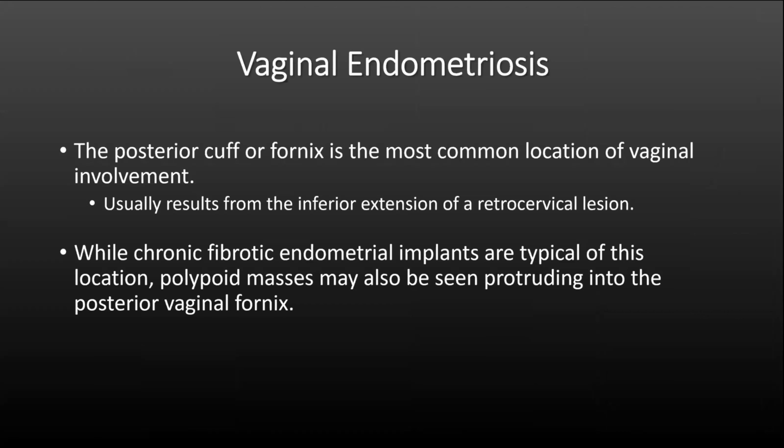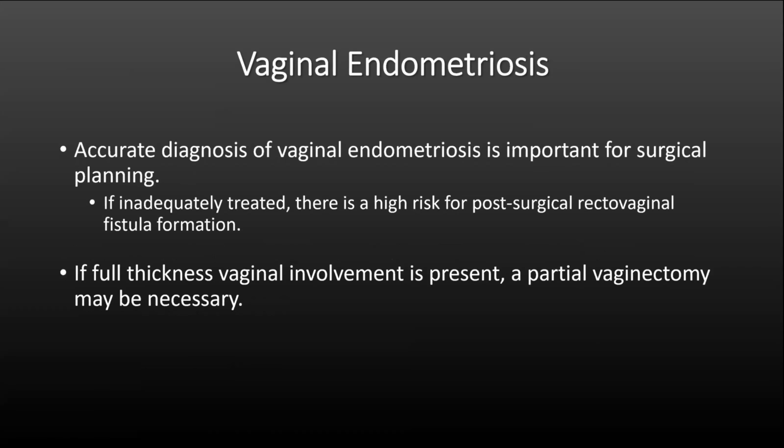Vaginal endometriosis usually involves the posterior cuff of the fornix. That's the most common location. It usually results from inferior extension of a retrocervical lesion. While chronic fibrotic endometrial implants are typical in this location, a polypoid mass may also be seen protruding into the posterior vaginal fornix, as in our case. The accurate diagnosis of vaginal endometriosis is important for surgical planning, because if it's inadequately treated, there is a high risk of post-surgical rectovaginal fistula formation. If there is full thickness vaginal involvement, then partial vaginectomy may be necessary.